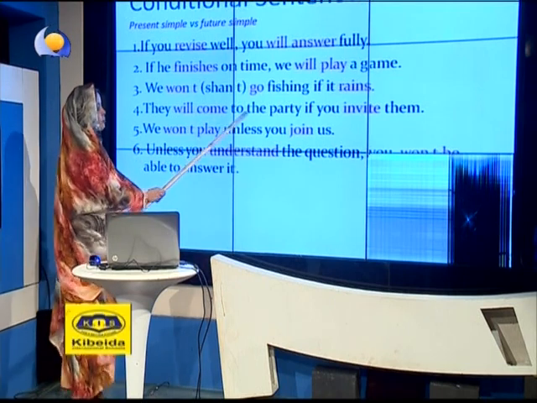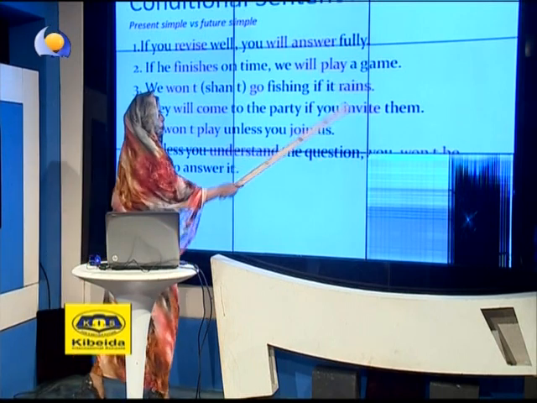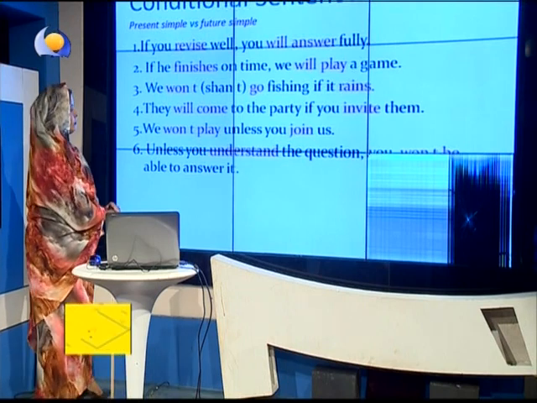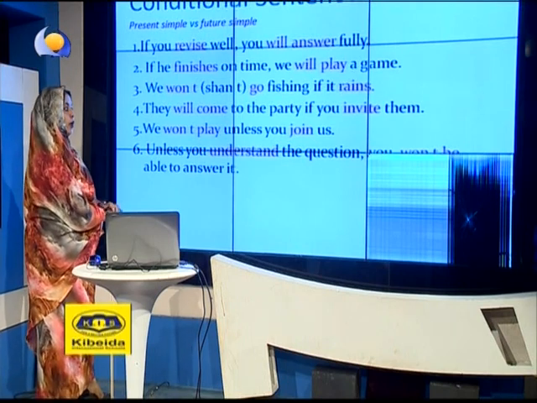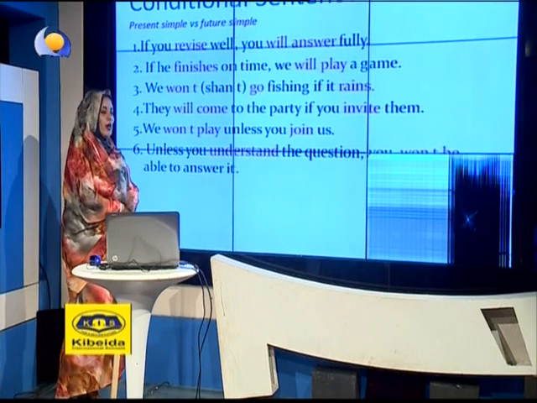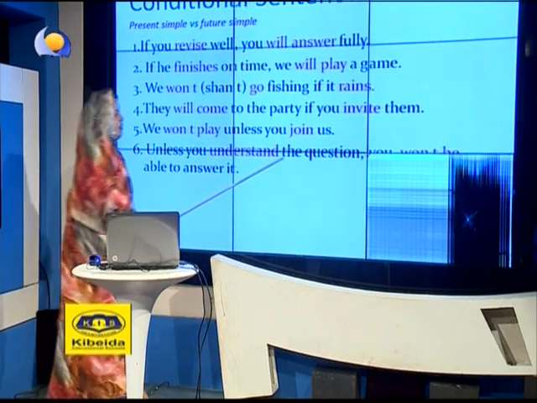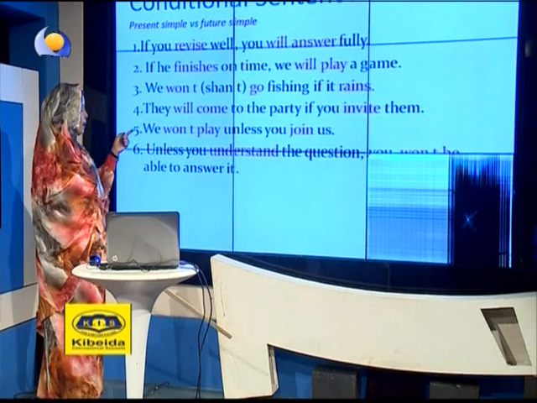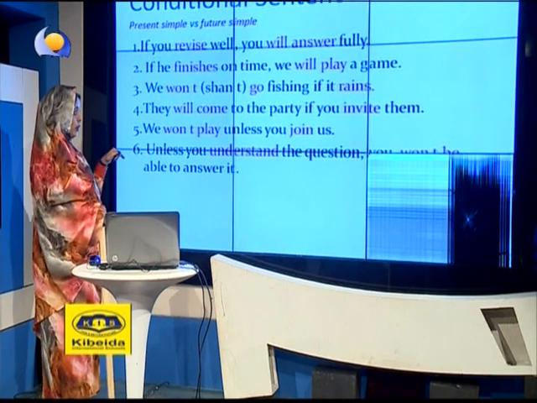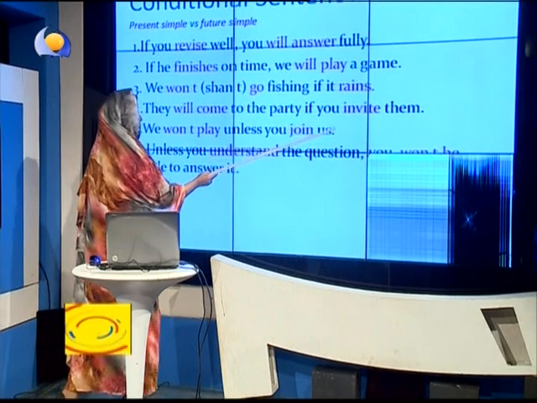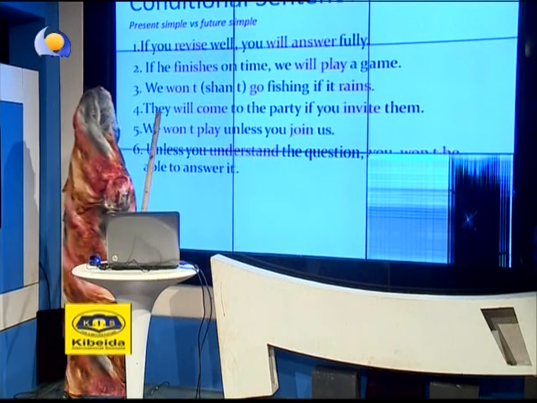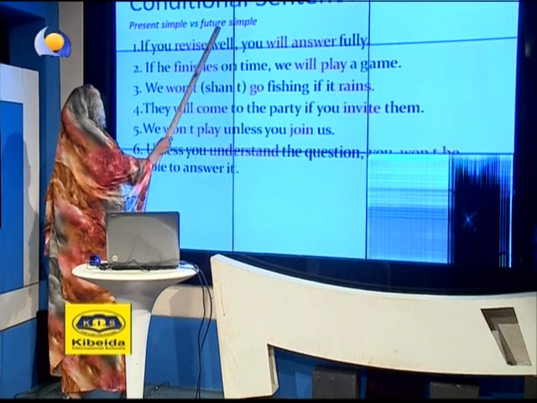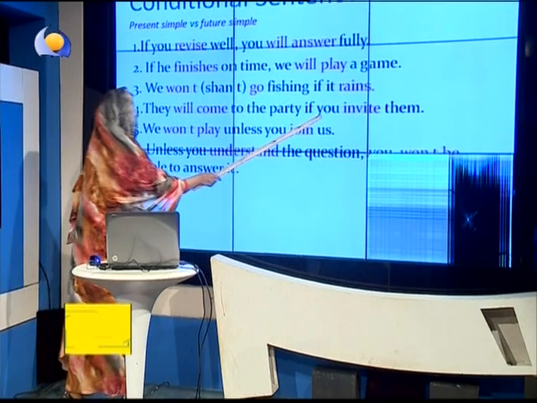They will come to the party if you invite them. Now let us decide together, where is the if clause? They will come to the party if you invite them. Where is the if clause? Here it is. If you invite them. What will happen if you invite them? They will come to the party. Here is the if clause. The verb is in the present. They will come. Will come. What tense is this? Future. Why? Because this is the main clause. This is the if clause.